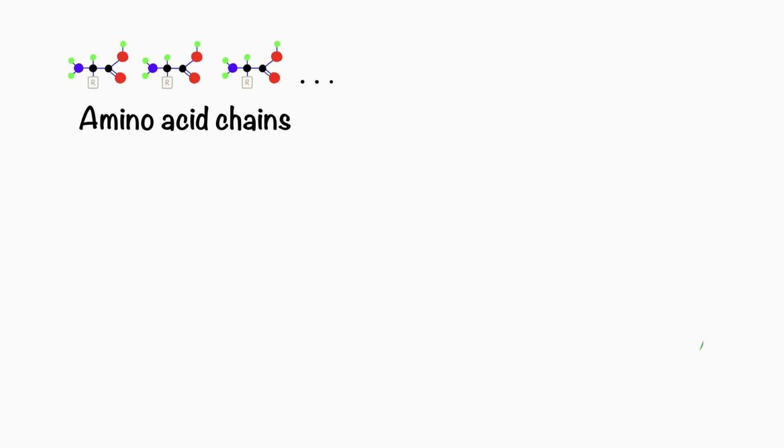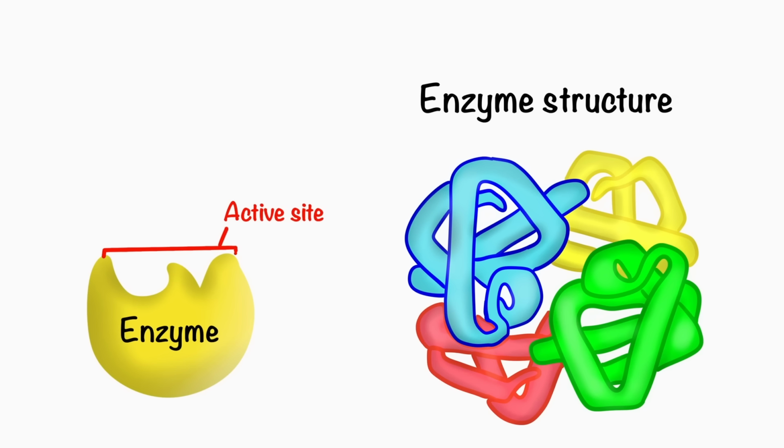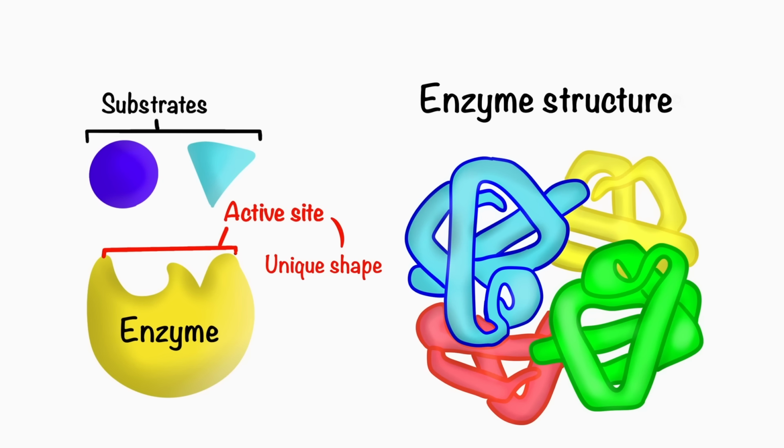Enzymes are large protein molecules made up of chains of amino acids. These chains fold into specific three-dimensional shapes that are crucial for enzyme function. The most important feature of an enzyme is its active site, a special region where the chemical reaction takes place. The active site has a unique shape that allows it to bind to a specific substrate molecule, the substance the enzyme acts upon. Enzymes are highly specific.